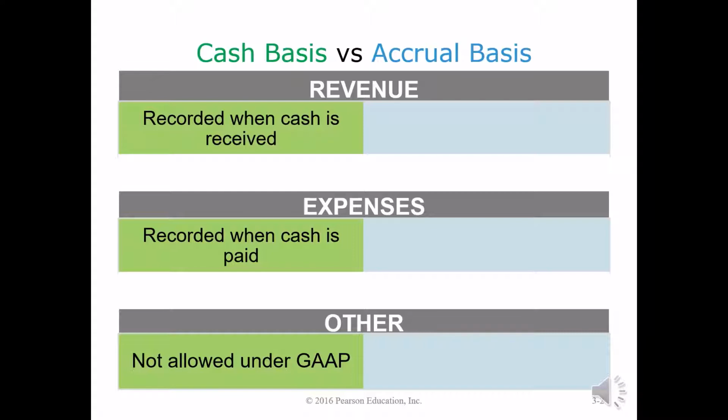There are two ways to record transactions: the cash basis and the accrual basis. The cash basis records transactions based upon the receipt or payment of cash. Under the cash basis, revenues are recorded only when cash is received, and expenses are recorded only when cash is paid.